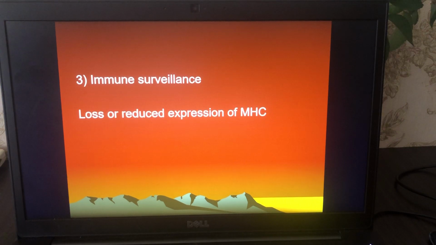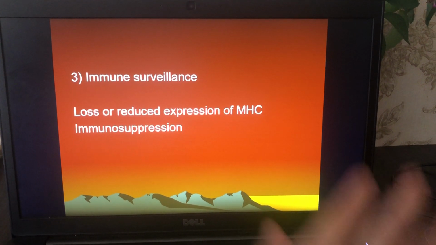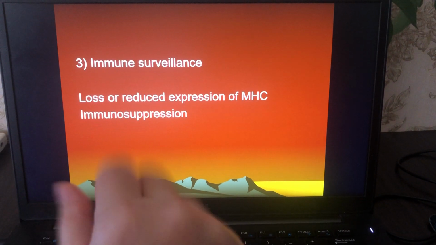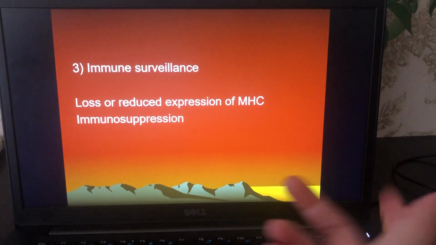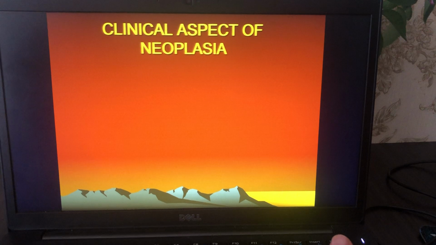Third is what we call immune surveillance. You have lost and reduced expression of MHC and immunosuppressant. Now, this one I will explain when we talk about the immunity lecture, which is lecture 6. I'll probably do that sometime next week, and then I'll explain this more at that time.